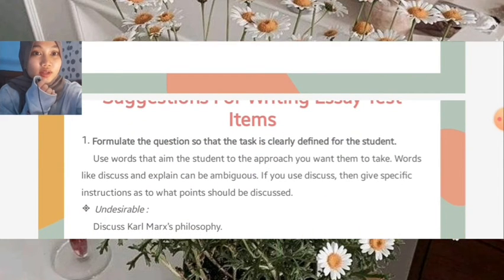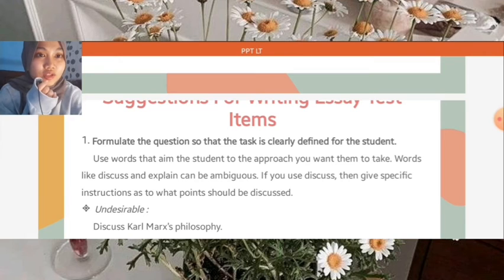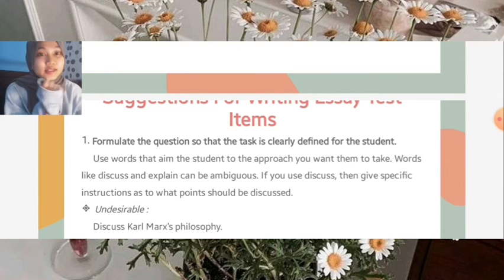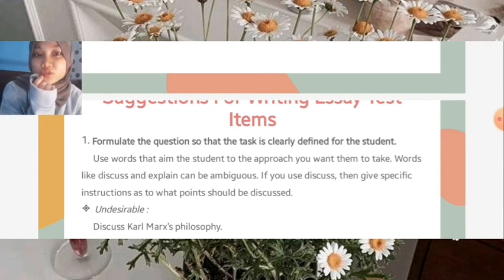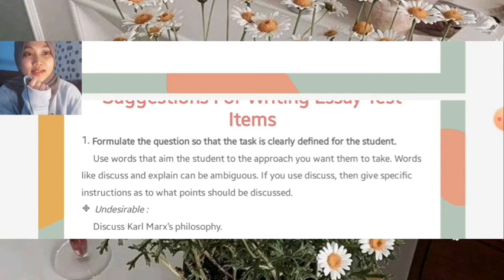The next point is suggestions for writing essay test items. The first, formulate the question so that the task is clearly defined for the student. Use words that indicate to the student the approach you want them to take. Words like discuss and explain can be ambiguous. If you use discuss, then give specific instruction as to what points should be discussed.